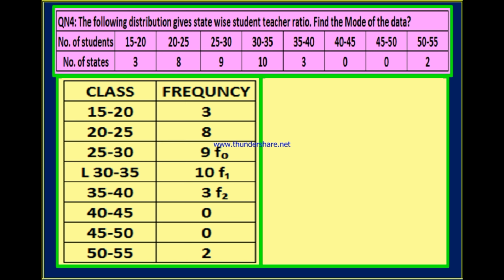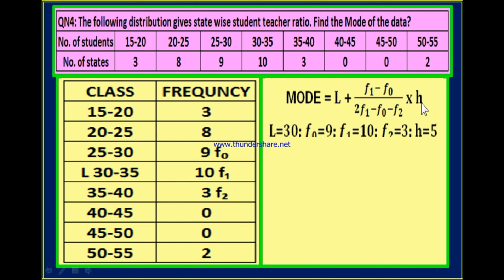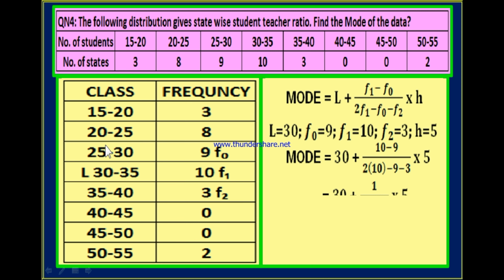Let us write the formula to find mode first of all. Mode is equal to L plus (F1 minus F0) by (2F1 minus F0 minus F2) into H. This is the formula to find mode. Here L value 30, F0 value 9, F1 value 10, F2 value 3 and H means height of the class. It is nothing but the difference between any two successive lower boundaries or any two successive upper boundaries, which is always 5. H is equal to 5.